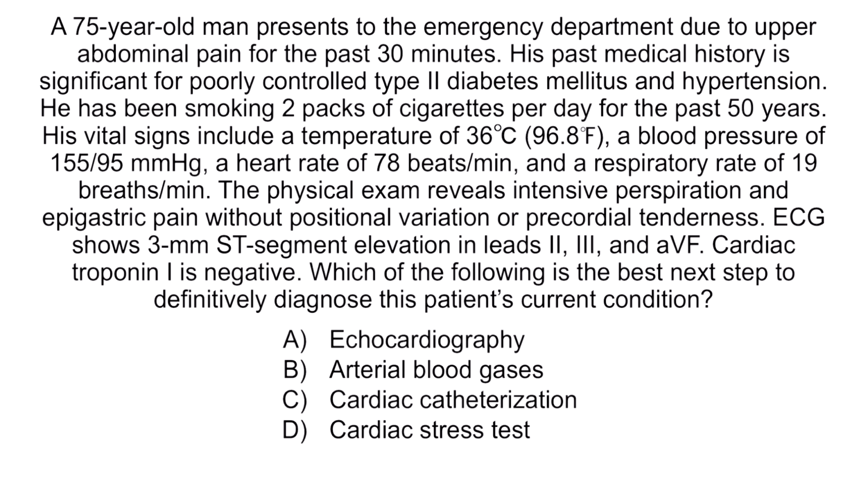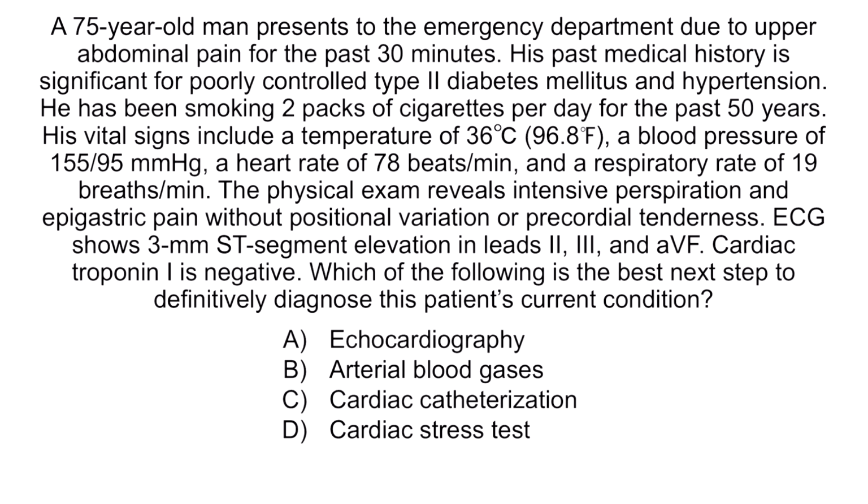A 75-year-old man presents to the emergency department due to upper abdominal pain for the past 30 minutes. His past medical history is significant for poorly controlled type 2 diabetes mellitus and hypertension. He has been smoking 2 packs of cigarettes per day for the past 50 years. His vital signs include a temperature of 36 degrees Celsius, a blood pressure of 155/95, heart rate of 78, and respiratory rate of 19. The physical exam reveals intensive perspiration and epigastric pain without positional variation or precordial tenderness.